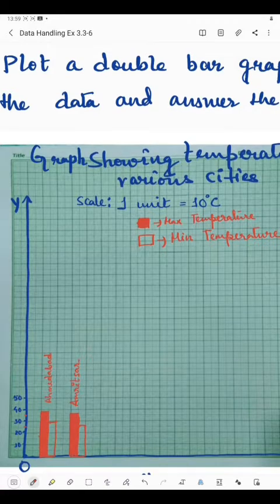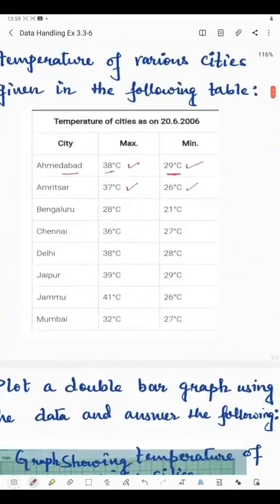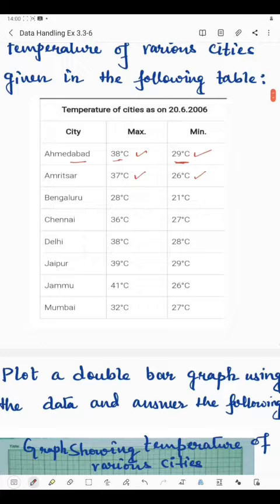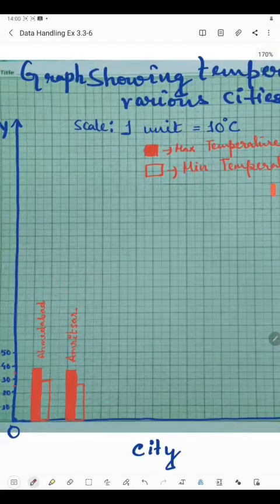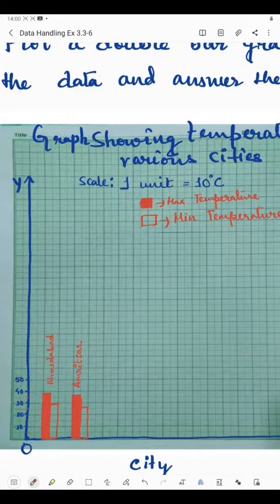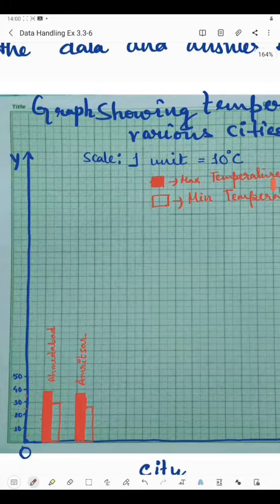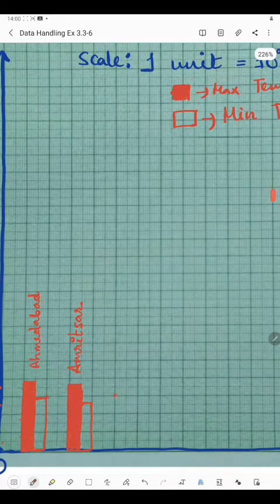Now next we have Bengaluru. Maximum temperature in Bengaluru is 28 and minimum is 21. So we will leave one box again. We are skipping 1 unit in between. The gapping should be same in between, and the width of the bar also will remain same. So it's 28. Now where is 28? See, here is 30. 28 means 2 box less than this, so it's here.